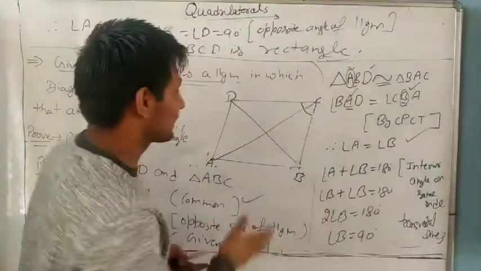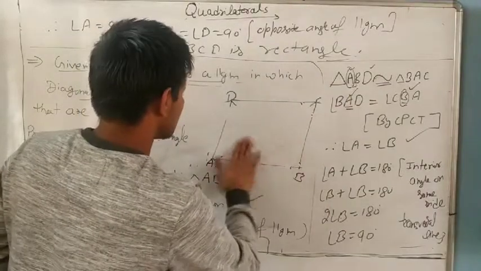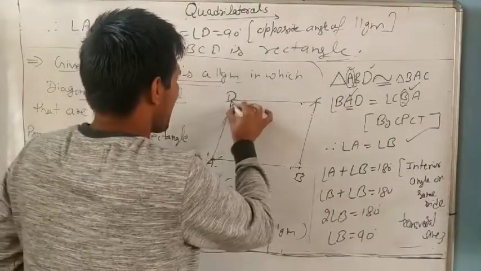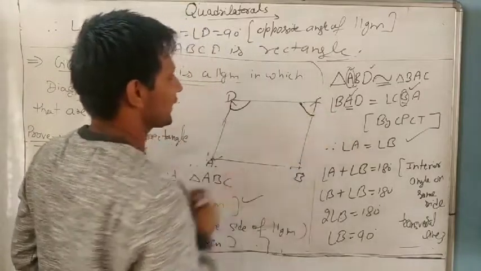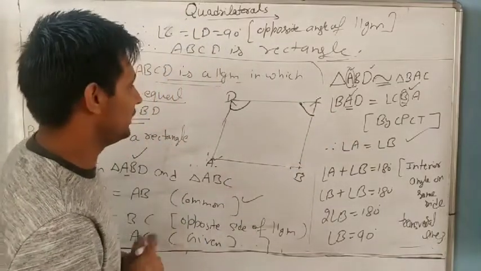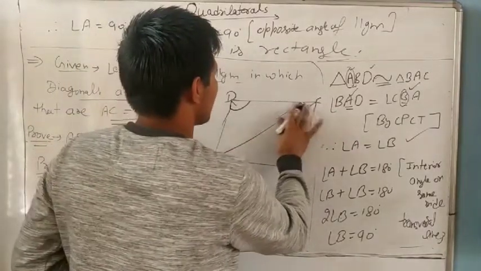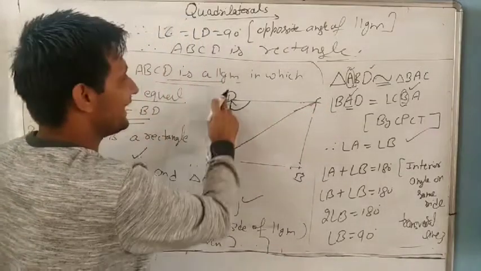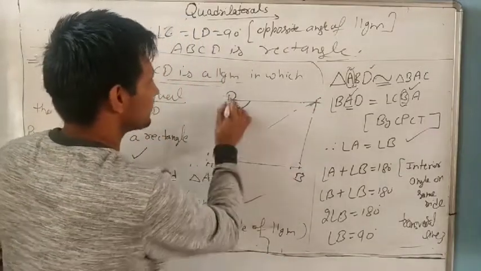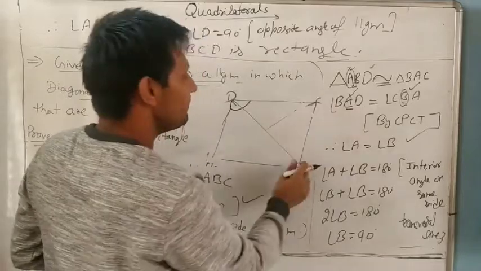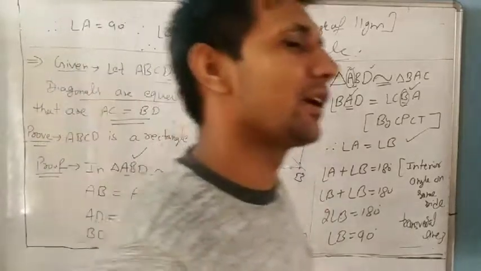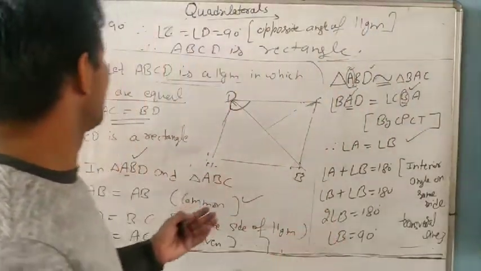Otherwise you can take like this also. You can take angle D and angle C. So angle D is in which triangle? In this triangle ADC, and angle C in DCB. So any two triangles you can take. Understand it? I hope you understand it.